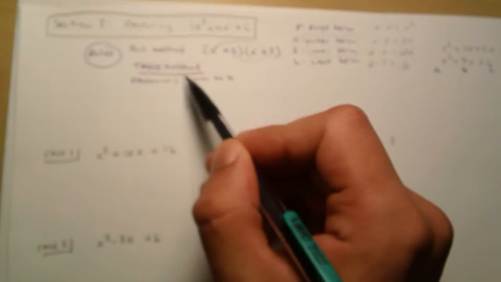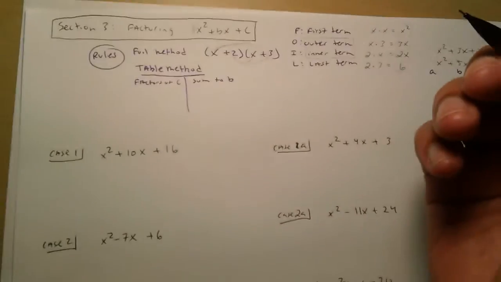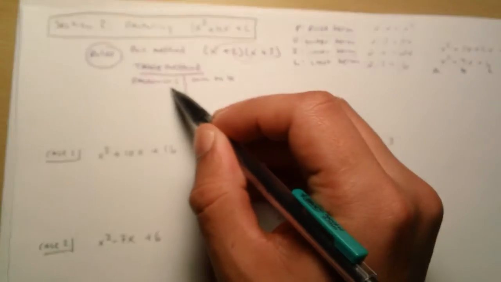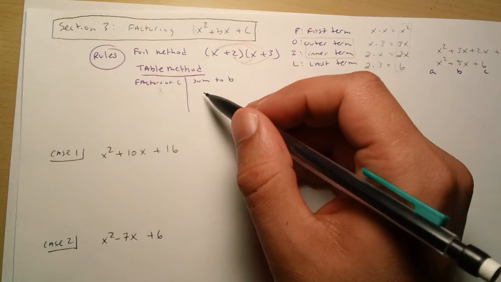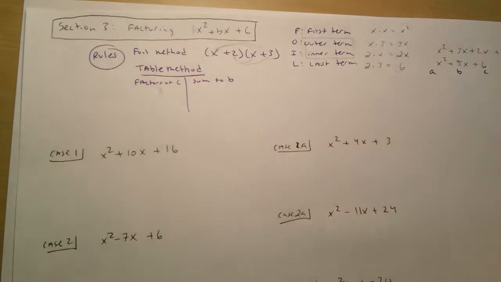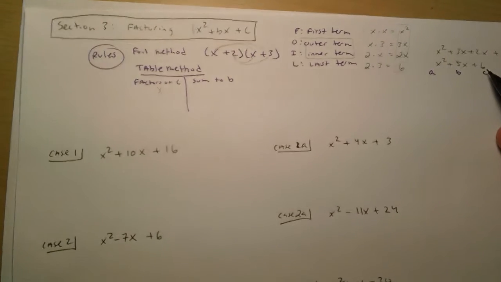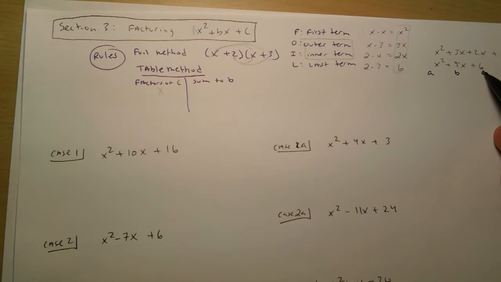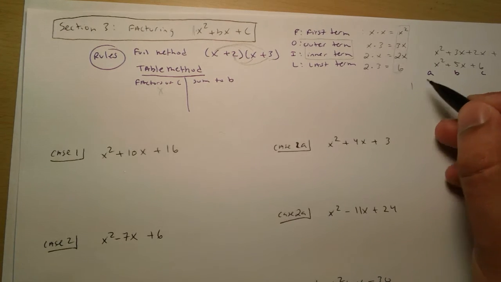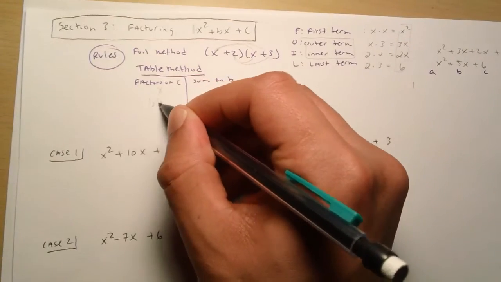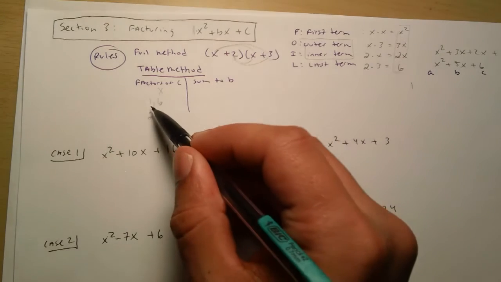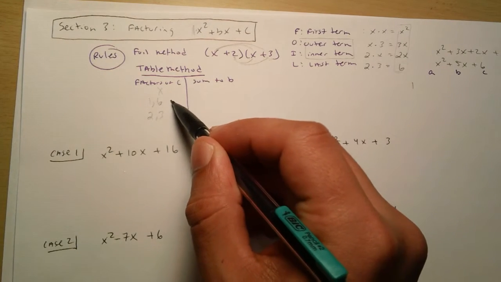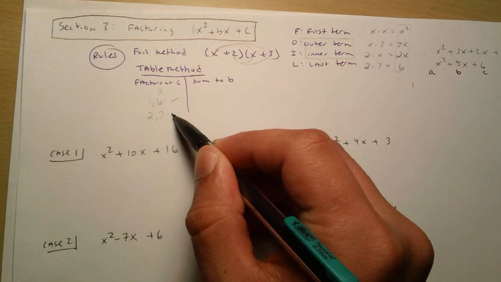So we have the table method. Okay? With the table method, we have to find all the factors of c first, and then find the ones that add up to b. Okay? So in this case, we had to look for all the factors of 6 that, whenever they're multiplied, give you 6. So we have 1 and 6, and then we have 2 and 3. Okay, so 1 times 6 gives you 6, yes. 2 times 3 gives you 6, yes.